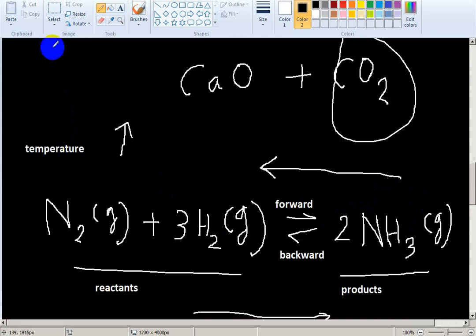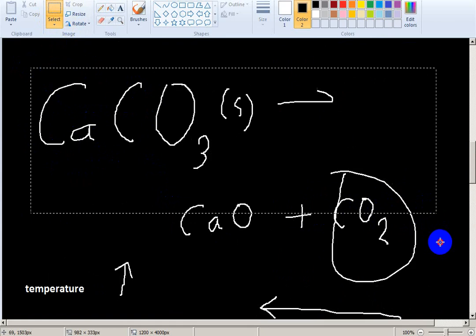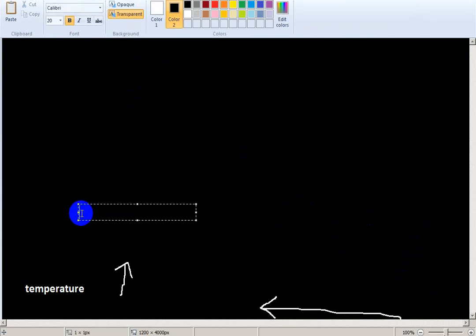This is for exothermic reaction. You know these things, what is exothermic, endothermic. I will not discuss it in today's class.